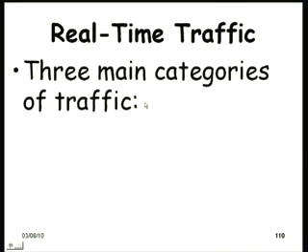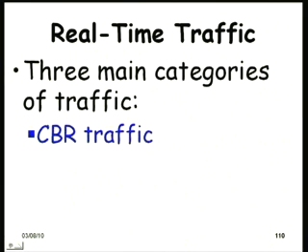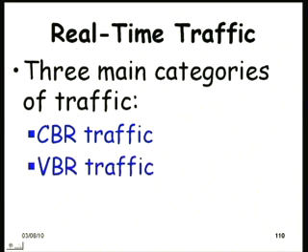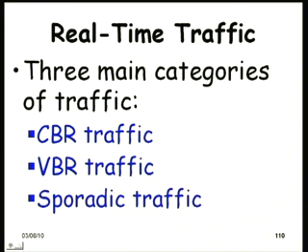We just started to discuss last time the traffic in a real time network, and we were mentioning that you will find three main categories of real time traffic. One is the CBR traffic, or the constant bit rate traffic, which is the majority of the traffic in a real time network, and then we have variable bit rate traffic and some sporadic traffic, which very rarely arise.